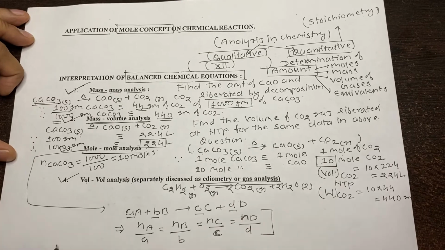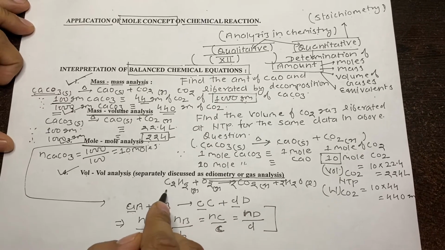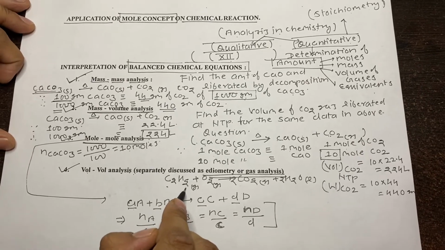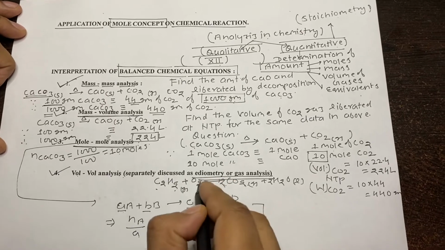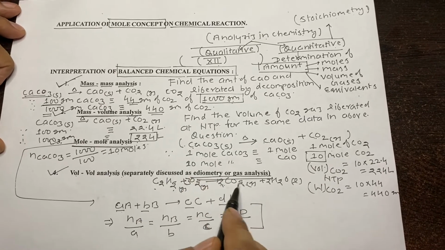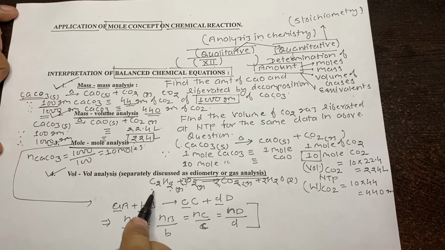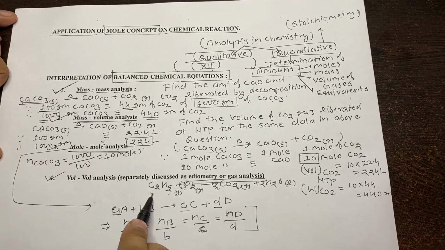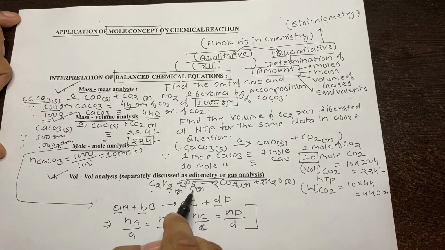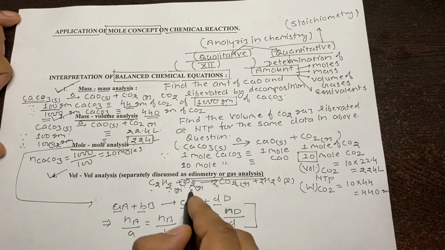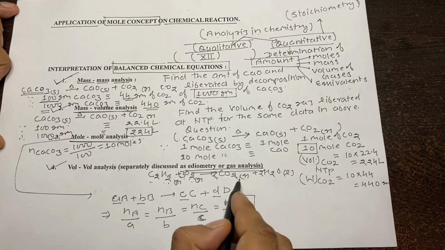If 50 ml of acetylene is given under identical conditions of pressure and temperature, then 1 ml of C2H2 requires how much oxygen? Definitely this requires 3 ml of oxygen. So for 50 ml of acetylene, the volume of oxygen required will be 150 ml. This is volume analysis, because we are relating the volume of one reactant or product with another.